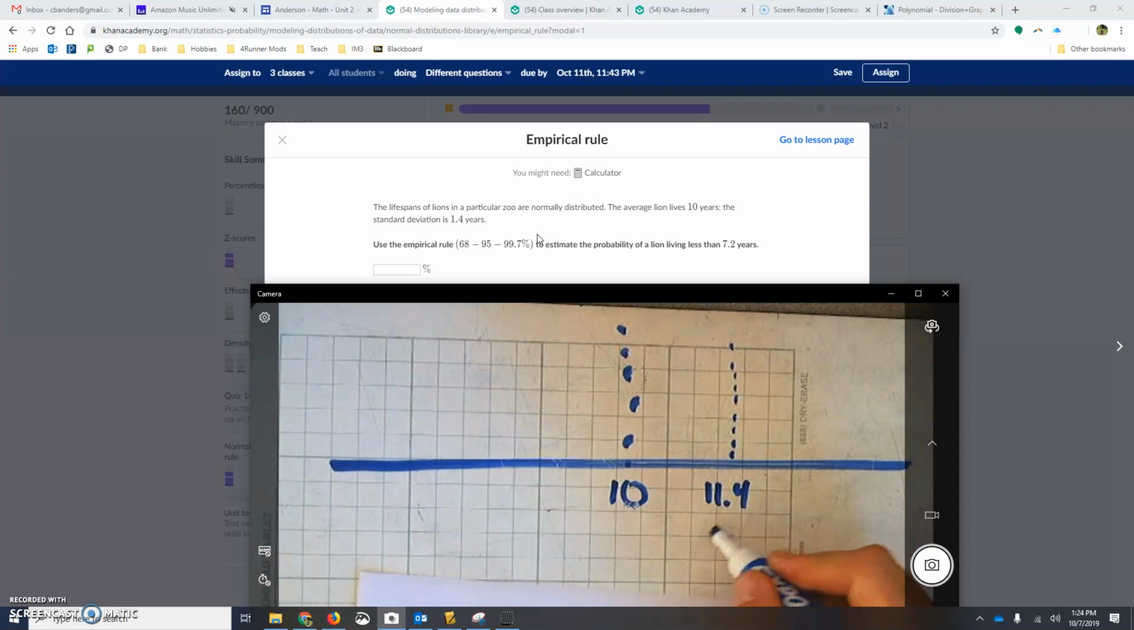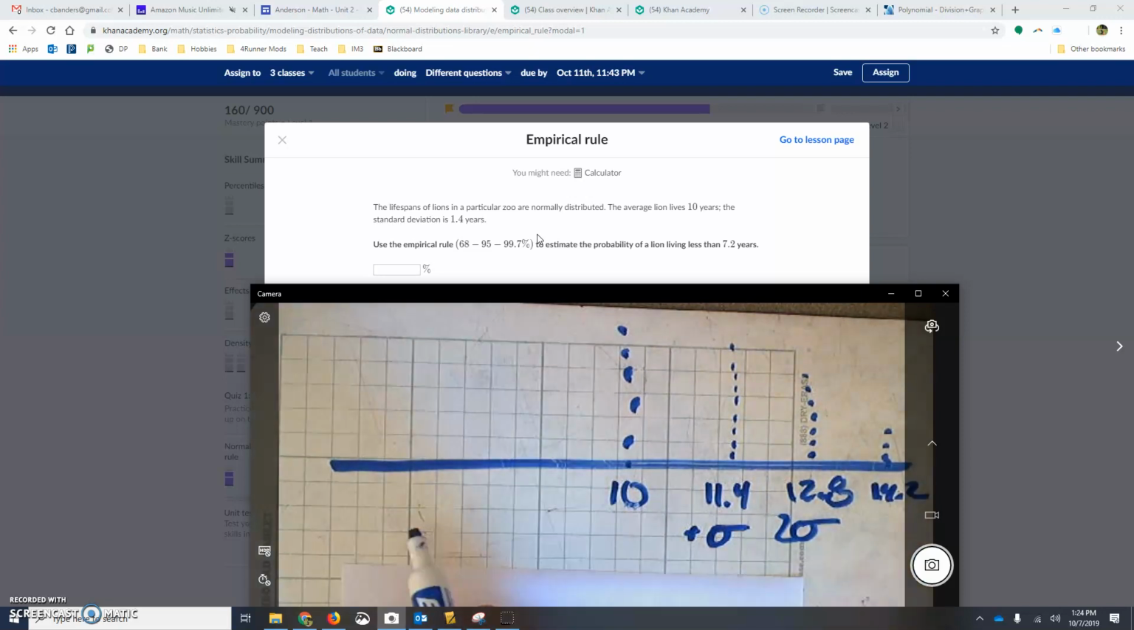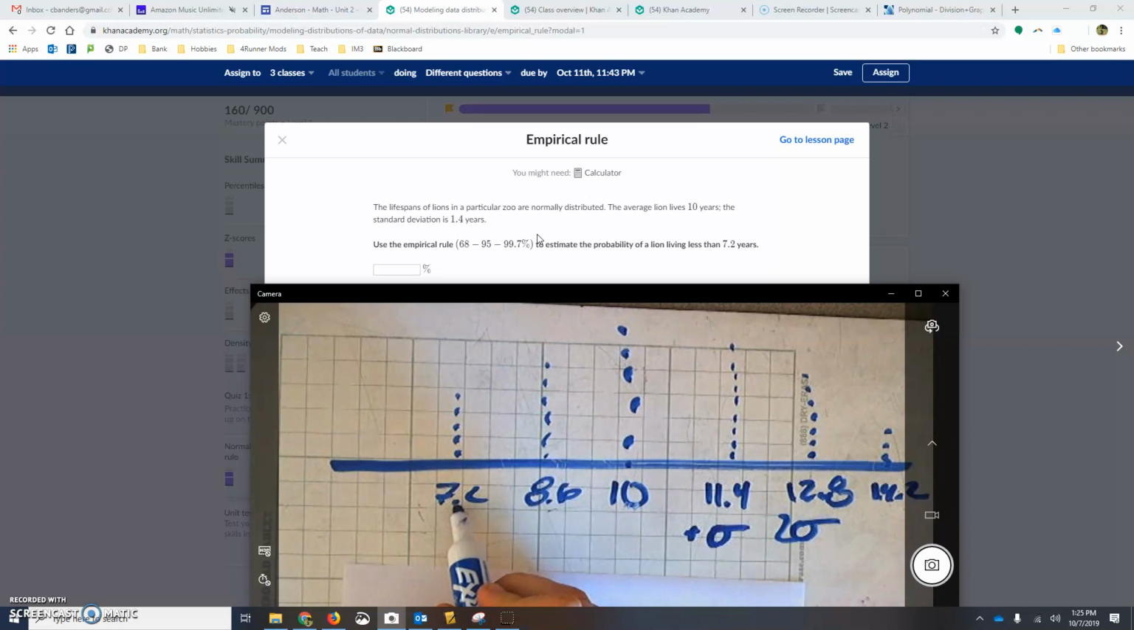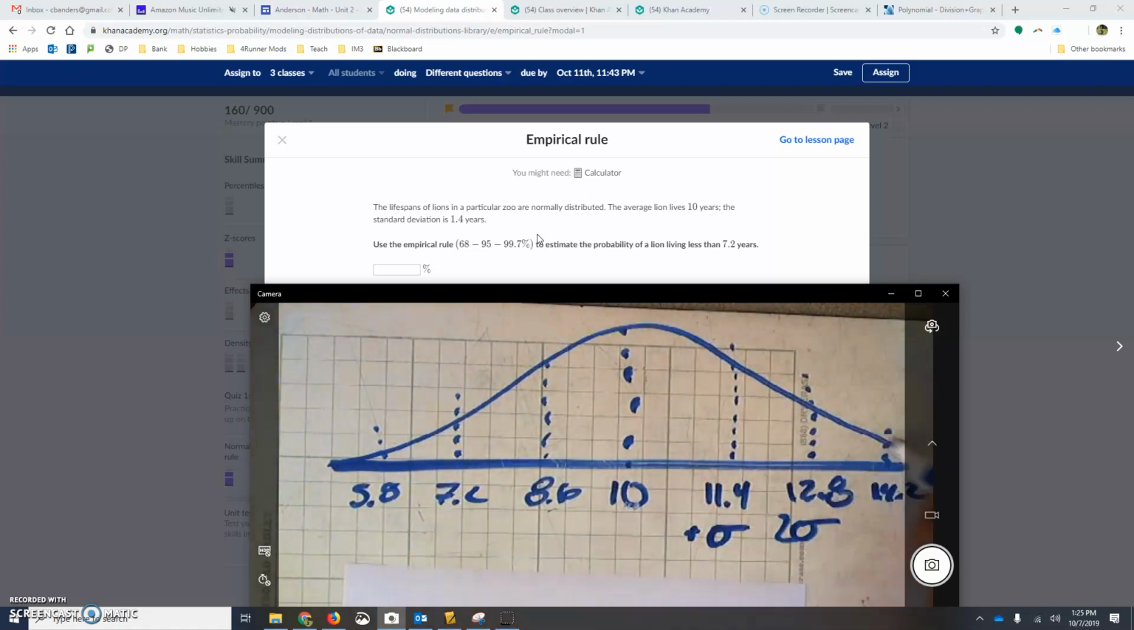And then 2 deviations up is going to be 11.4 plus 1.4, which gives us 12.8. And so we're right here. And then 1.4 more gives us 14.2, which is 3 deviations up. Same thing going backwards, so 10 minus 1.4 gives us 8.6. And then minus 1.4 more gives us 7.2. And finally, minus 1.4 off of that is 5.8. Okay, and so we have our rough curve, something like that.